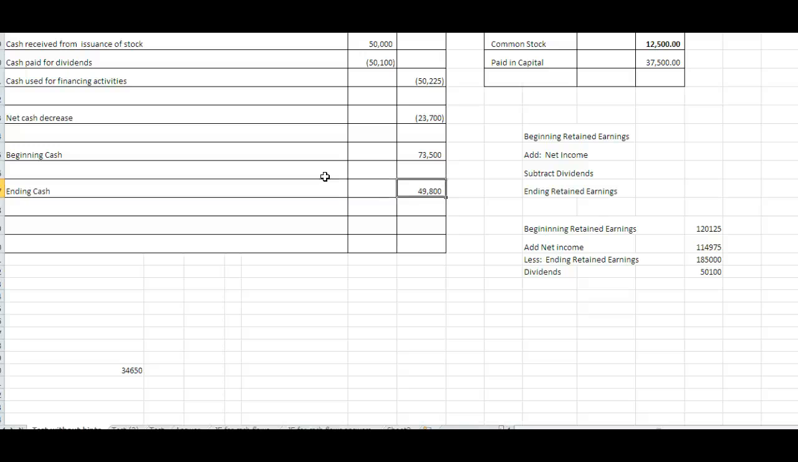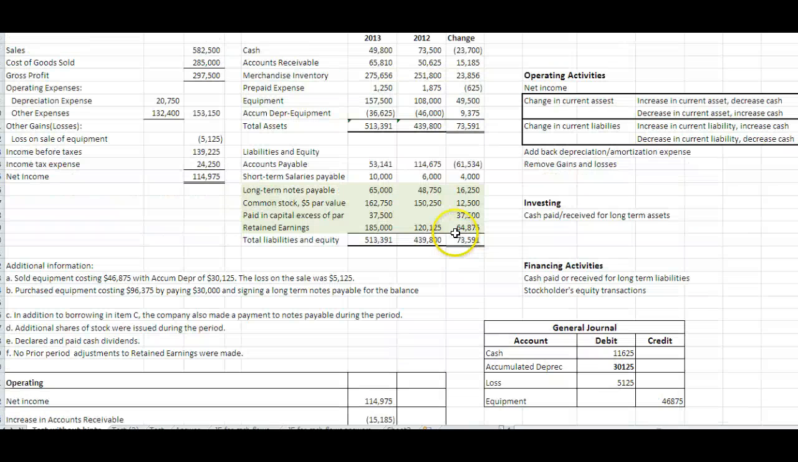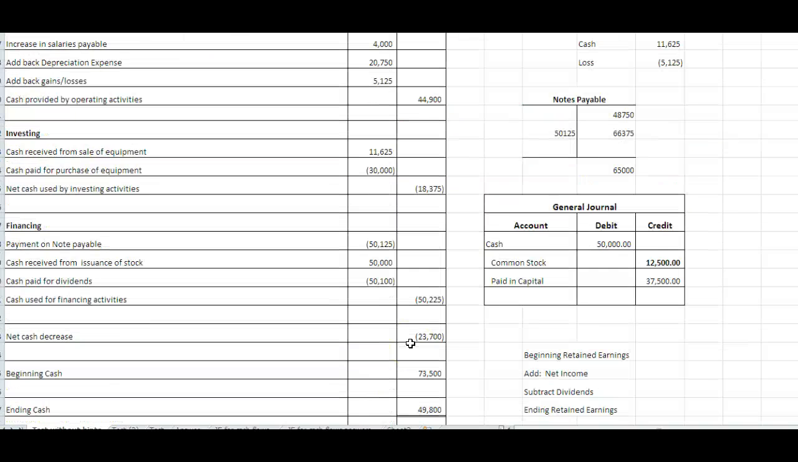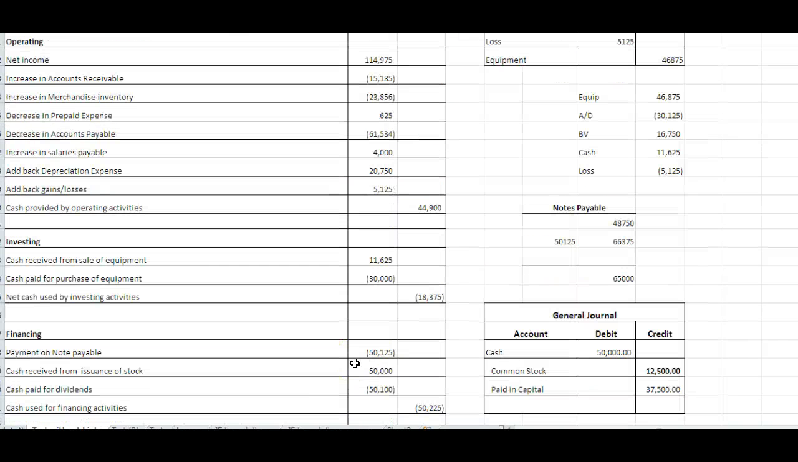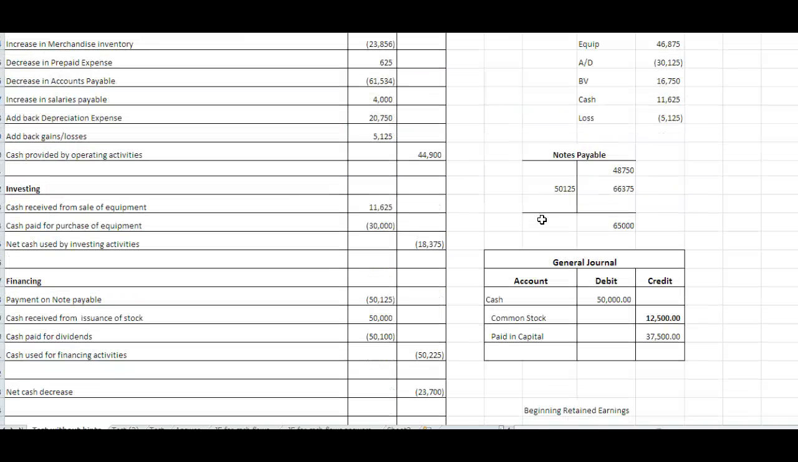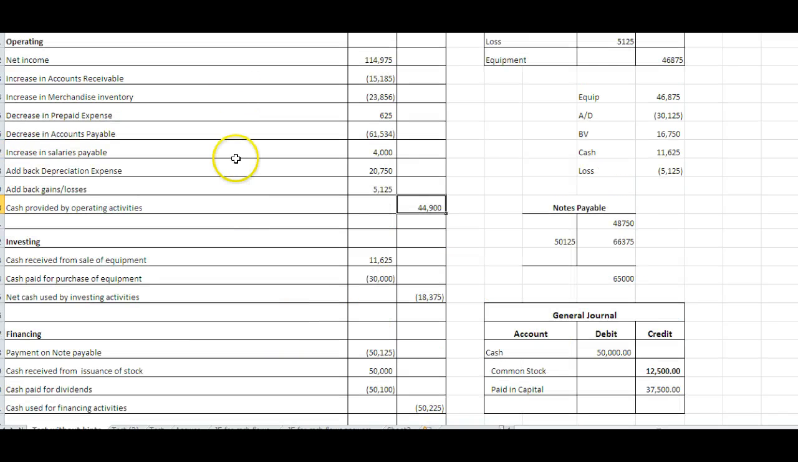If it does, when I net these two together, then I know that my cash flow statement is in balance. So does $49,800 equal $49,800? It does, so I'm finished. And then the way that I'll read this is I'll say, hey, of my $23,700 net decrease in cash, $44,900 of an increase came from operating, and the rest was cash uses from investing and financing. So this looks like a healthy company because we have positive cash inflows from operations.